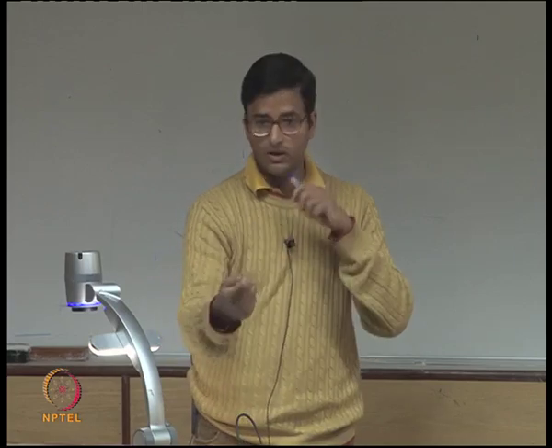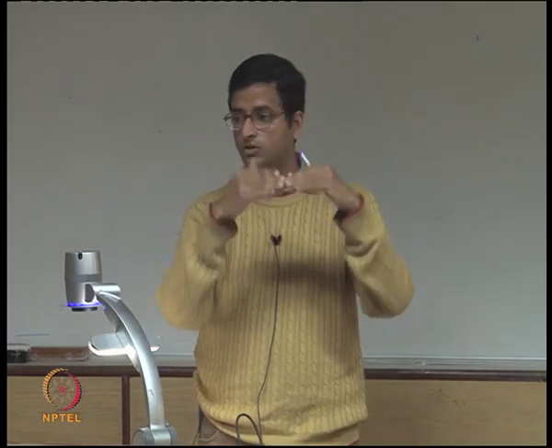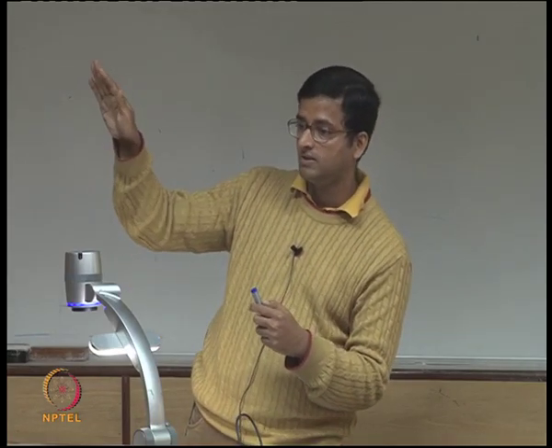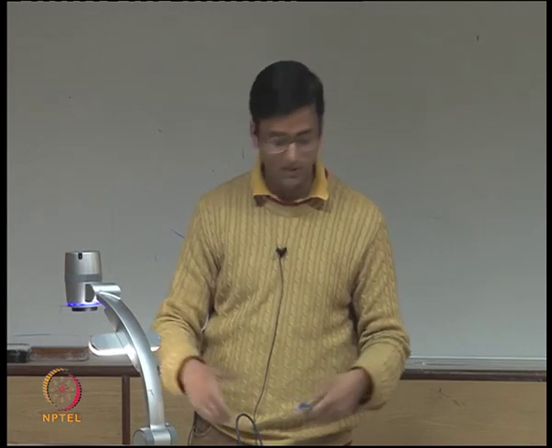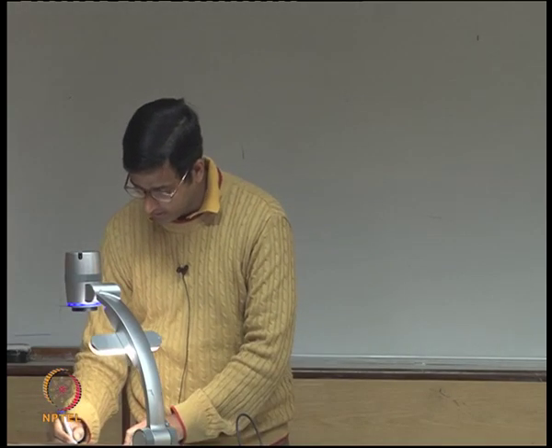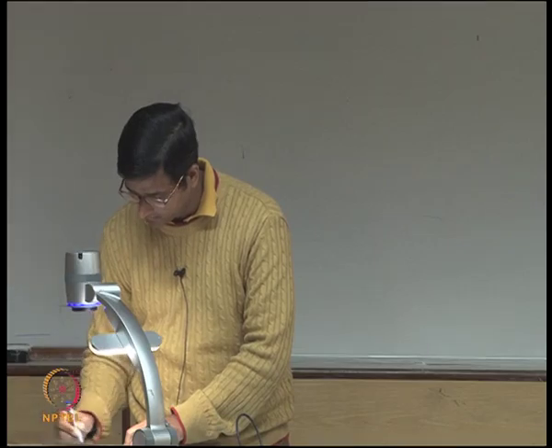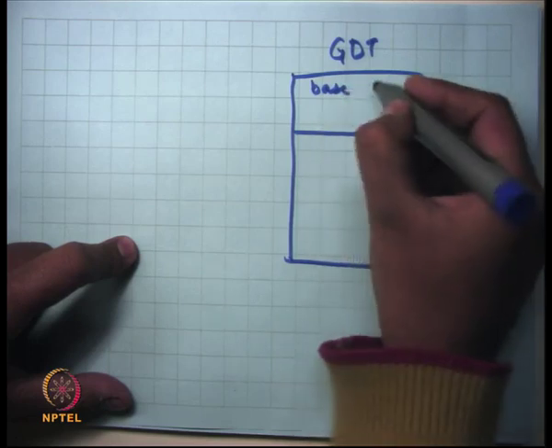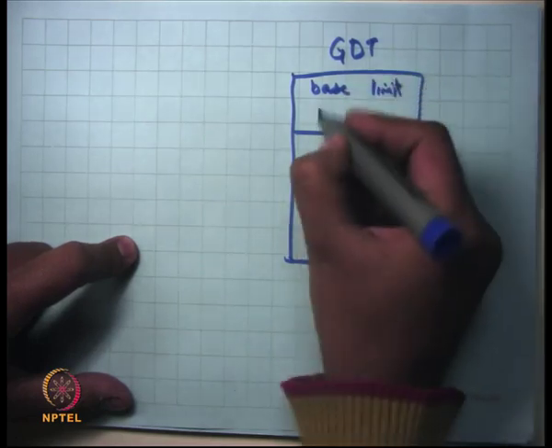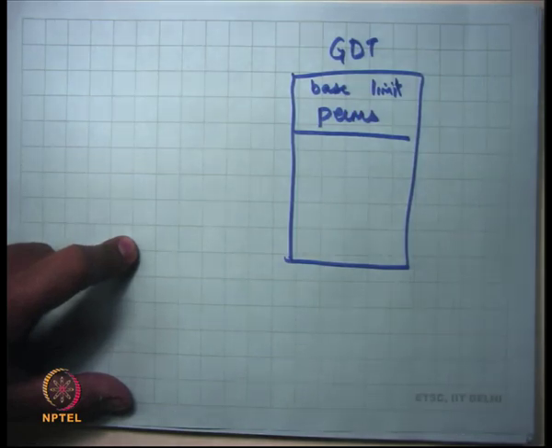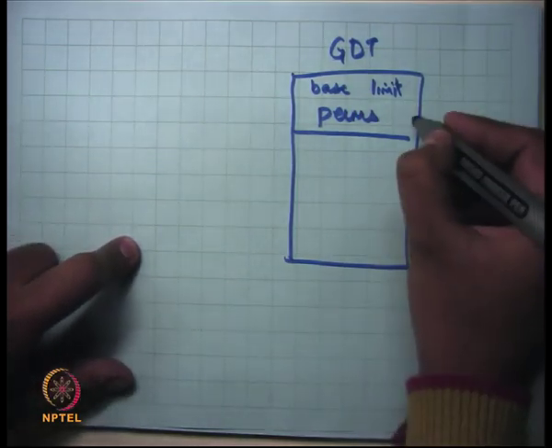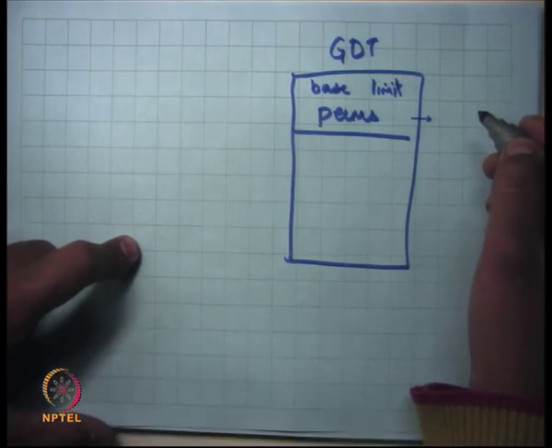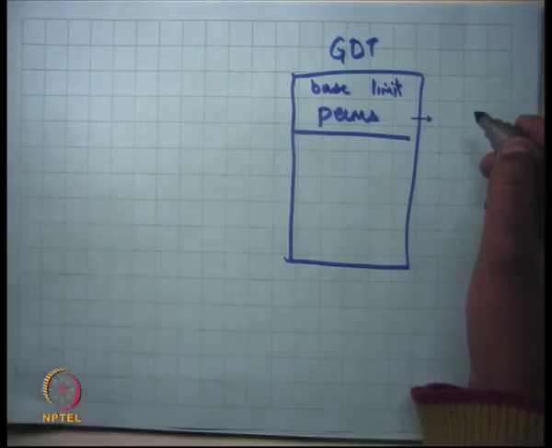So when the transition happens from application to OS, the OS address space should also be mapped so that the OS can execute, right? So each entry in the GDT, let's say this is a GDT and this is a GDT entry. We have so far looked at base and limit. It also has certain permissions, let's call it perms, which basically say whether this segment can be dereferenced at what privilege level, right?